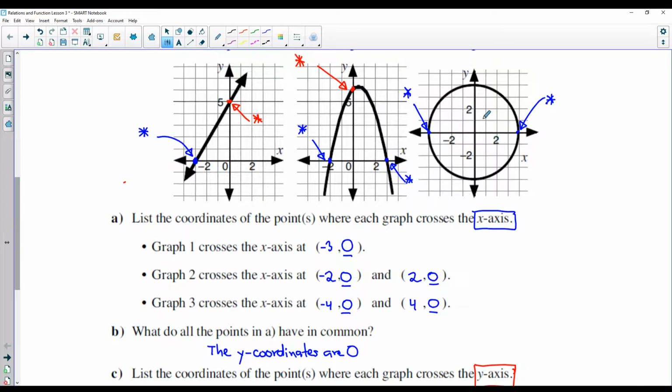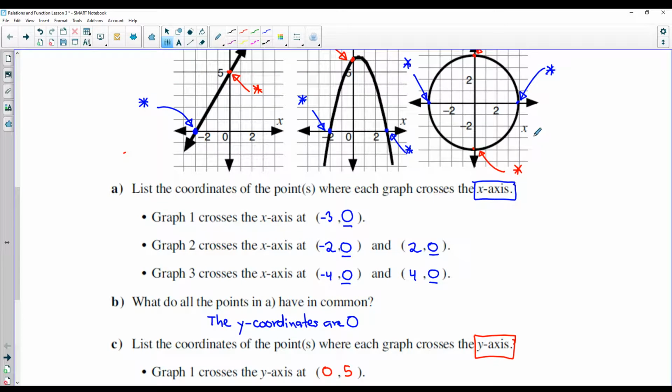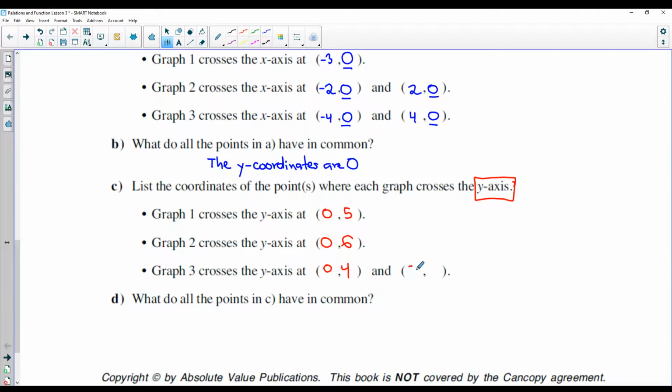And then if we go up to this graph, we actually have two spots where we cross the y-axis: the very top of this circle and the very bottom of the circle. At the top of the circle, the point where it crosses would be 0, 4. And the spot where it crosses the y-axis at the bottom of the circle would be 0, -4.